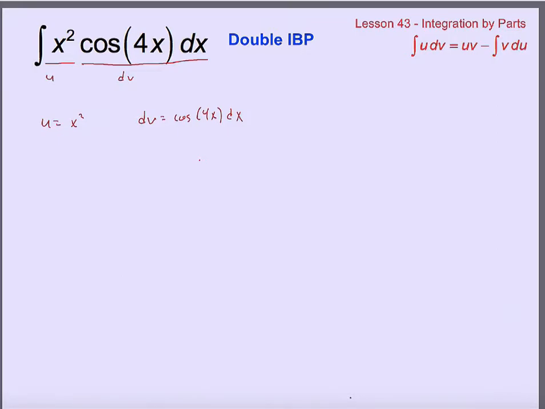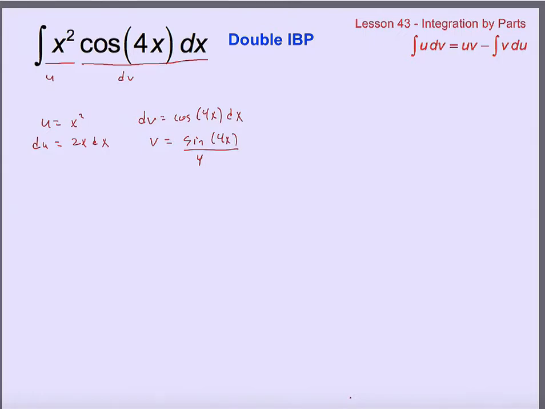So let's try that. The differential of u is 2x dx, and the antiderivative of the cosine is the sine. But be careful about that simple chain rule there, the 4x on the inside. You need to make sure to divide by that 4. And that's our antiderivative.